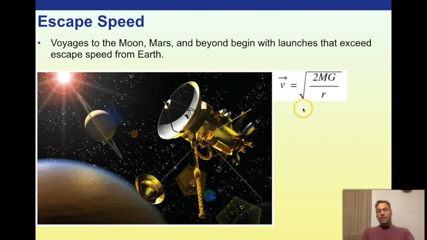Its velocity equals the square root of 2m, where m is the mass of the planet or the object that you're trying to escape from, times the gravitational constant. We know what the gravitational constant is from our last video, divided by the radius, or the distance to the edge. In this case, the radius is the distance from the center of mass to the edge of the object. All right, and we can do some fascinating stuff with this.